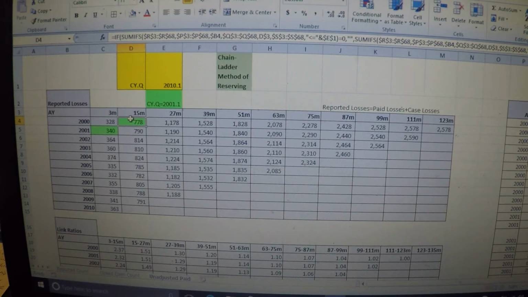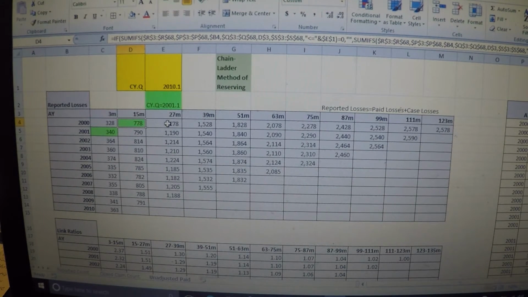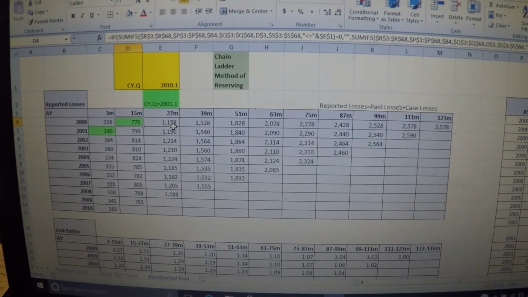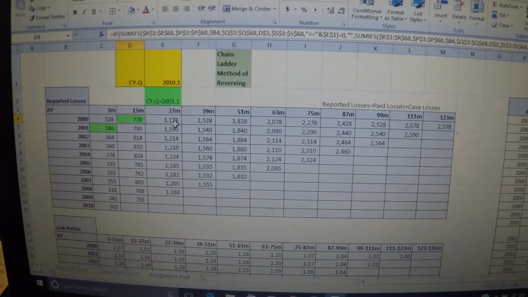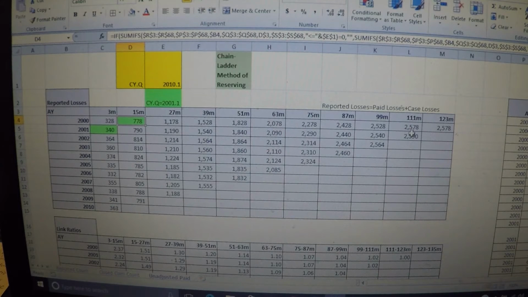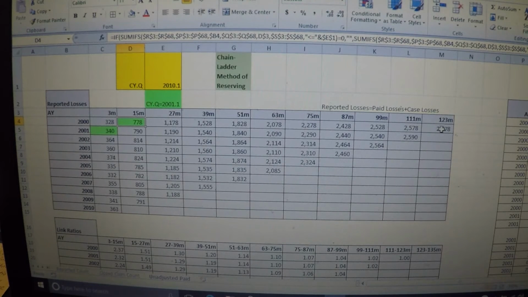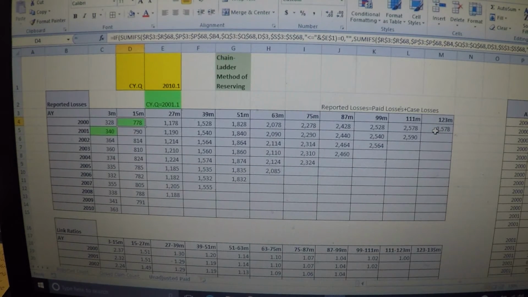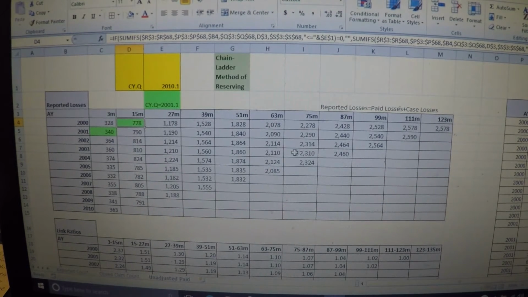And these are cumulative. So the difference here is how much of these reported losses actually happened in 15 months out. And we keep going. Once we get to 27 months out for accident year 2000, we have 1,178 reported losses, etc. Now notice that once we get out to 111 months out here, hopefully these reported losses are fully developed. And we're hoping that we're not going to have to report anymore. Now they could change depending on different things, but I'm not going to go into that. Okay, so we have those accident years, and we have this for each of these, right?